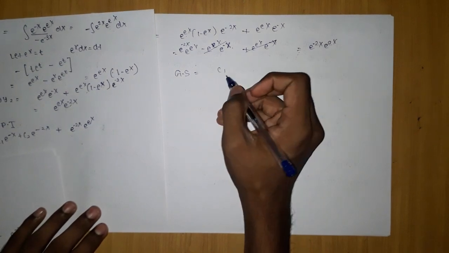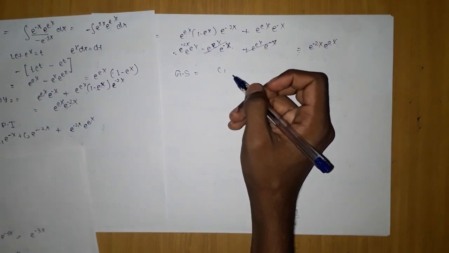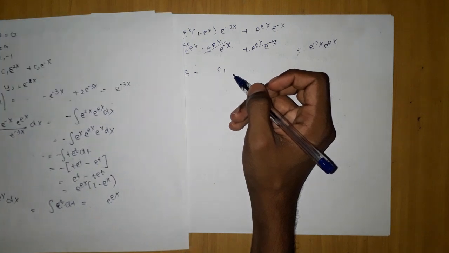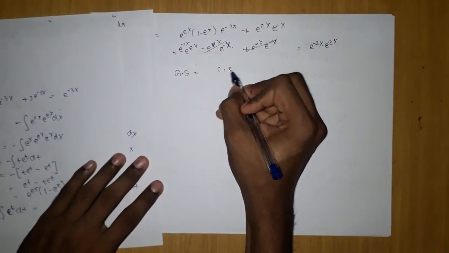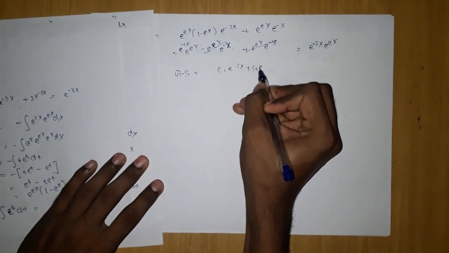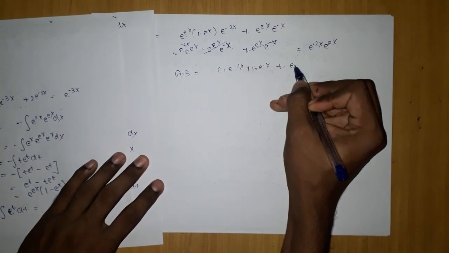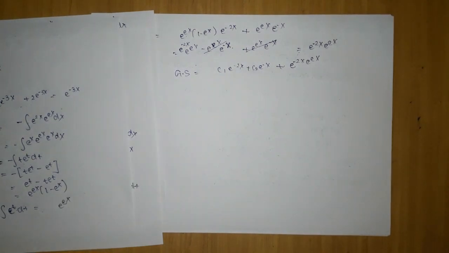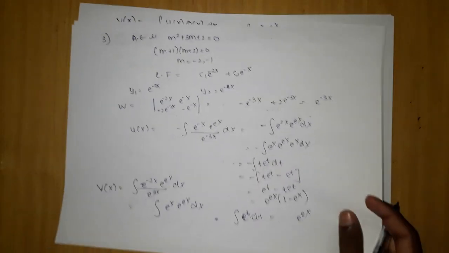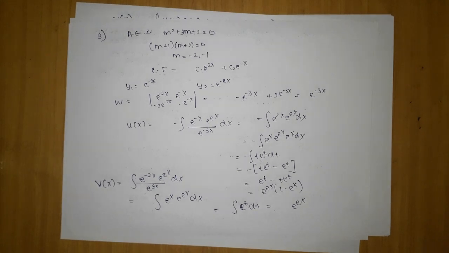So in this case the answer will be c1 e to the power minus 2x plus c2 e to the power minus x plus the complementary particular integral e to the power minus 2x e to the power x. So I have proved that if you take y1 and y2 different, then also you will get the same answer.